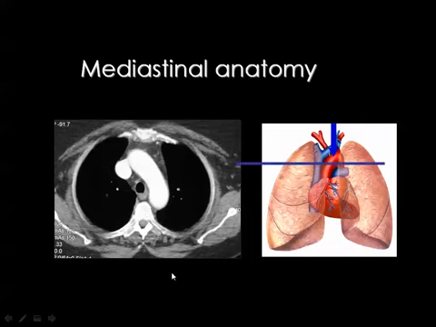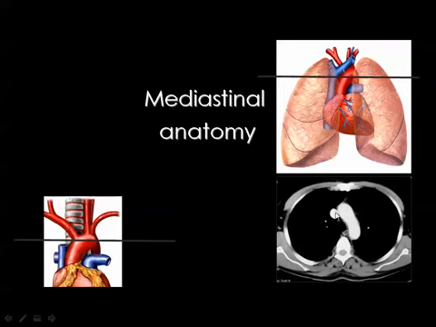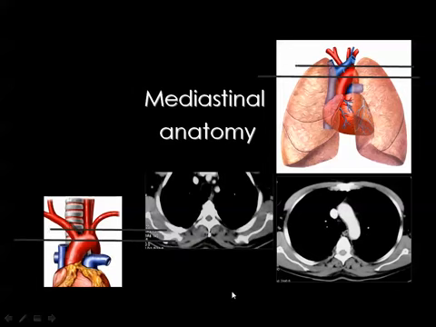Then, what happens if you go above the arch of the aorta? This is the arch of the aorta, and this is the superior vena cava. Then, if you have a section a little bit above the arch of the aorta, you will see the branches coming out from the arch of the aorta, which are the left subclavian, left common carotid, and the innominate artery. And you can see the alignment of the vessels is exactly similar to the arch of the aorta.